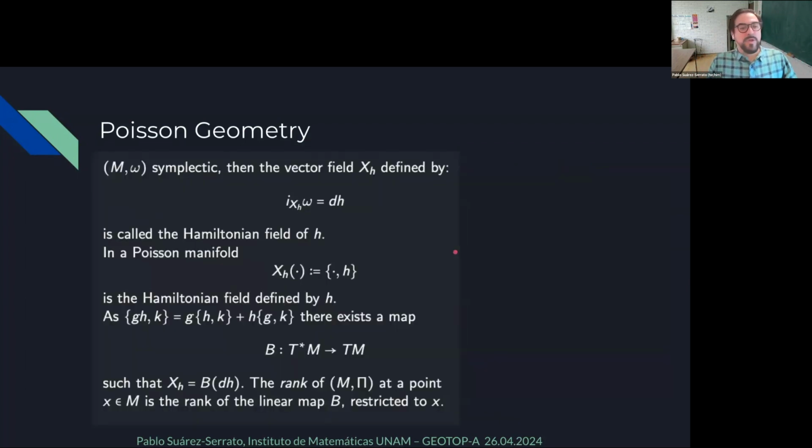We can define a Hamiltonian vector field on a symplectic manifold implicitly using this equation, contracting the symplectic form. And in a Poisson manifold, we can define it using the Poisson bracket, using this other equation. And because of the properties of the Poisson bracket, we can also describe it like this, using this linear map between the cotangent and tangent bundle, where now the rank of the Poisson structure is going to be the rank of this linear map at the point x.